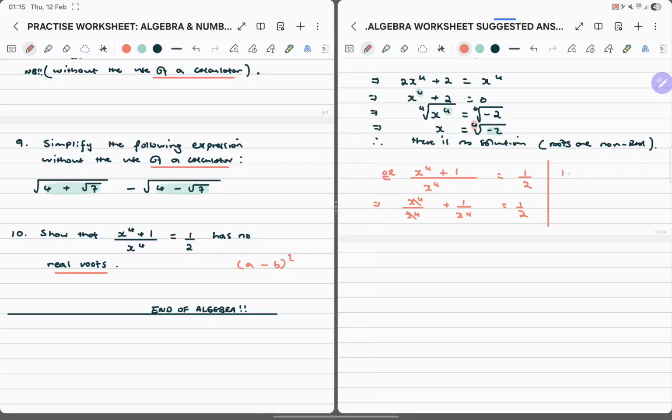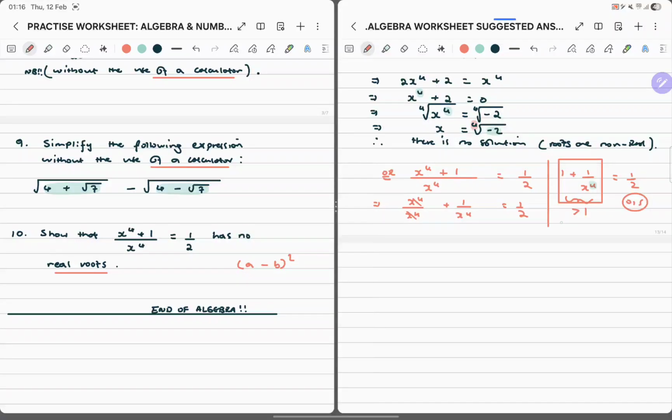Now we end up with just 1 plus 1 over x to the 4. This is equal to 1 over 2. Now if you look at this, guys, 1 over 2 is 0.5. But can you see here, no matter what is going on here, since this is an even exponent, so this is a fraction, we don't care what it is, but whatever we get here is always going to be greater than 1, because it's 1 plus something. So can you see something greater than 1 cannot be equal to 0.5.